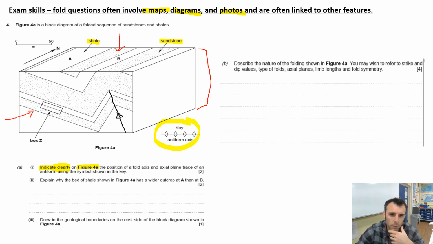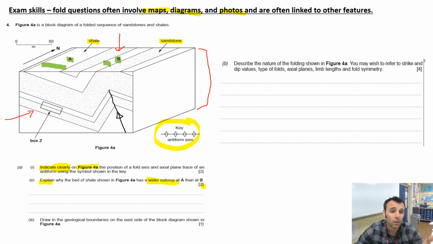The triangle points are meeting in the center. So the next question is an explain question, and it's worth 2 marks. So we're looking at 2 points, and there is clearly a bed of shale, and we need to say something about the outcrop width. So we're looking at the top of the sequence. You can clearly see that there is an outcrop width change, and it's looking at this area here and this area here. Now clearly you can see that that is wider than that area there.